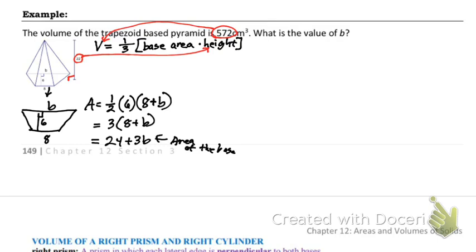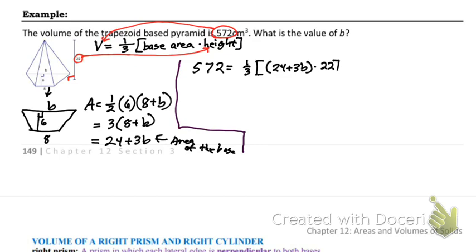So now I'm going to block off what we just did here. That's already done. I came up with the area of the base. Now I'm going to plug in the information I know. I know my volume is 572, so we're going to put 572 in for that volume. We'll go 1/3. My base area, I'm going to put in parentheses as being 24 plus 3B. And I'm going to multiply that by the height. The height was 22. Well, now I just have a variable to solve for. So we are just solving for b.